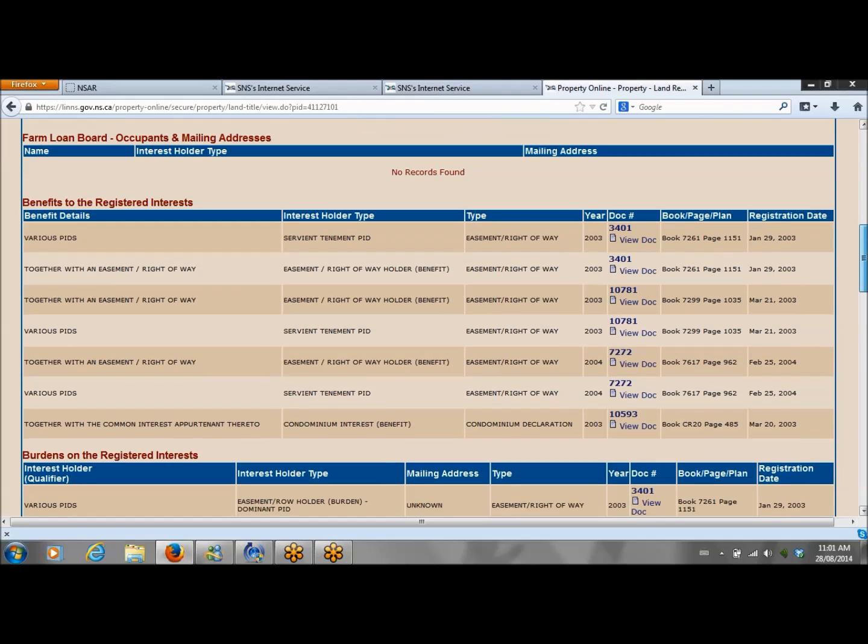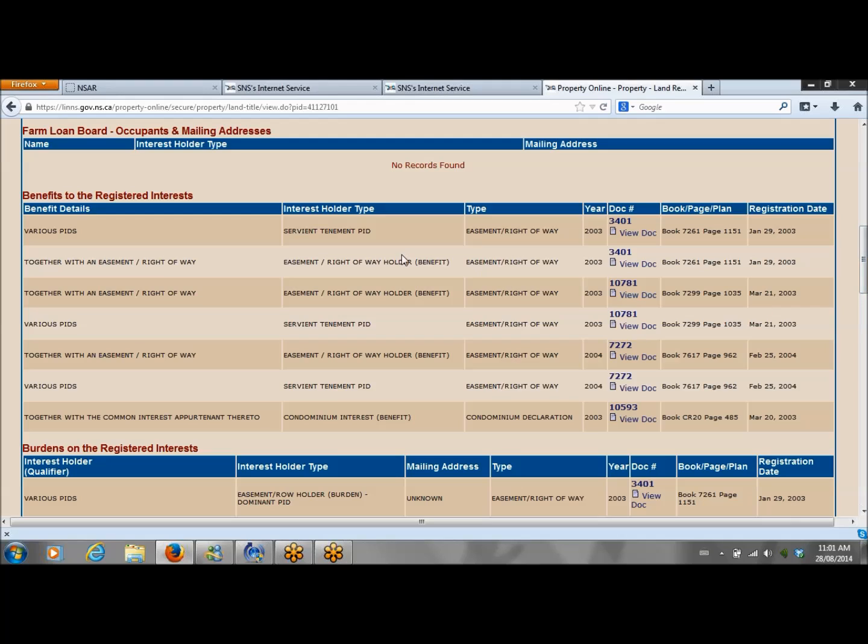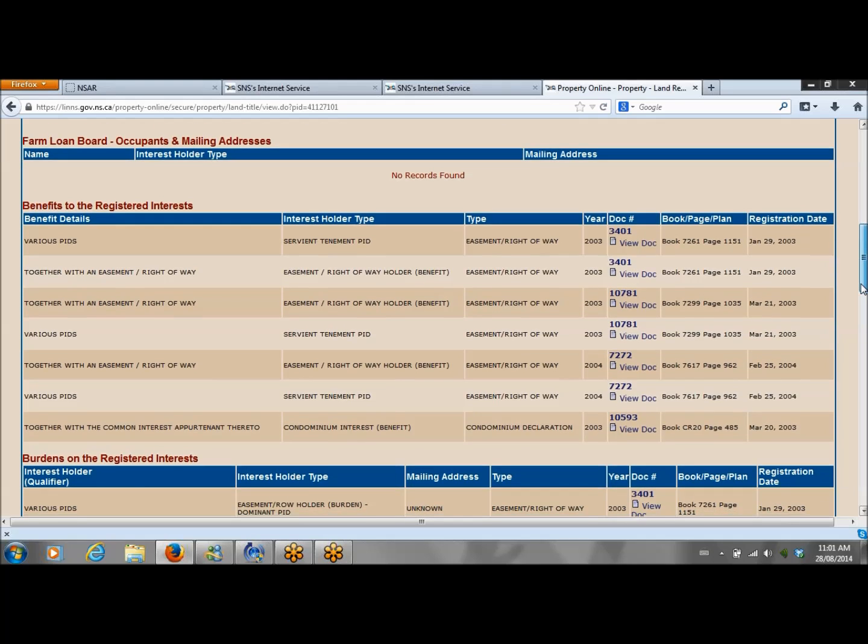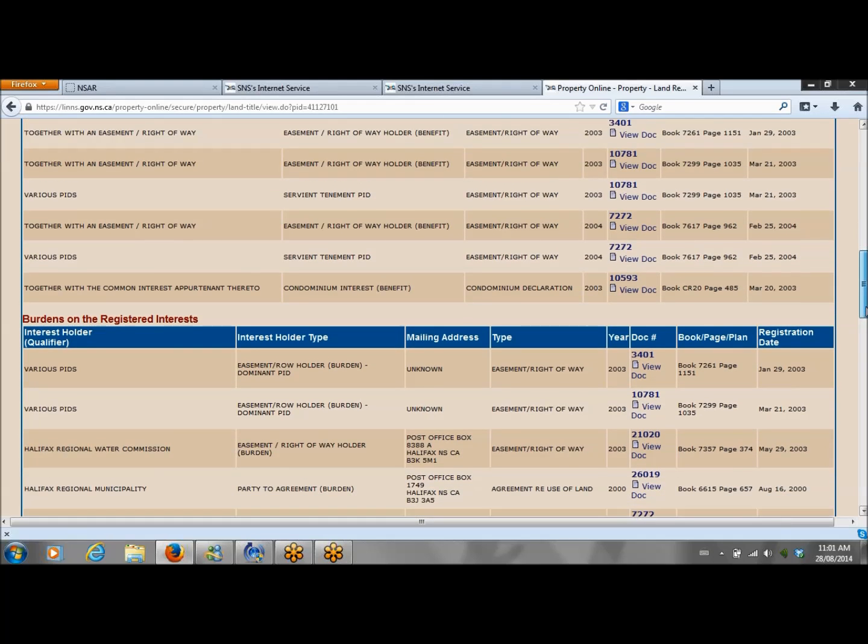So then we go to the benefits and registered interests. There's a whole pile of stuff here because it's a condo, so you would want to look at those. I'm not going to open all of them now. Those are the servient tenements, easements, rights of way, and a lot of it has to do with stuff that's under the parking lot. It's general stuff.